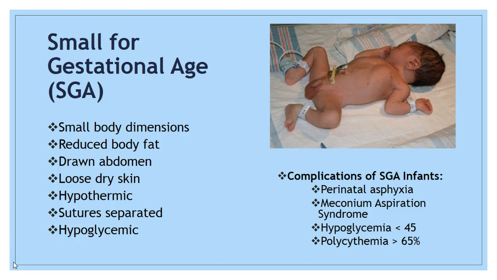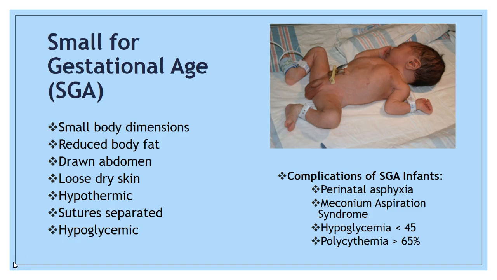Their sutures may be separated on their head. And they are at a greater risk to be hypoglycemic because of their condition. They may be struggling to keep their temperature up, and that's what's causing them to be hypoglycemic, or it can just be hypoglycemia because of their being small for gestational age, or SGA.